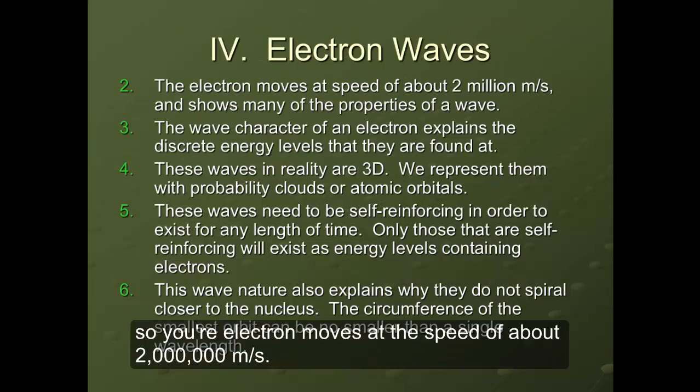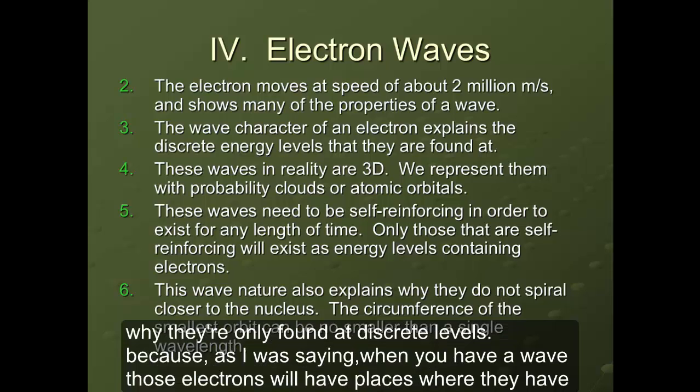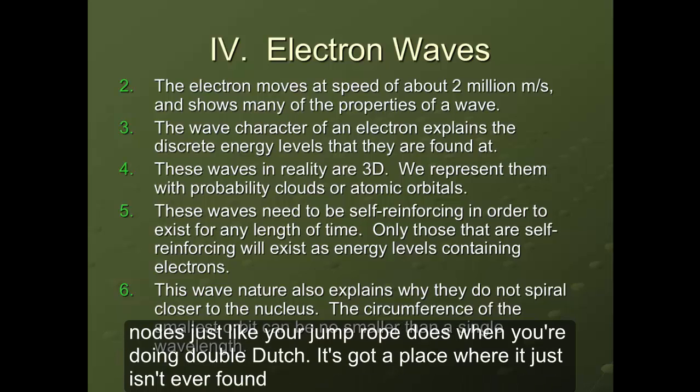So your electron moves at the speed of about 2 million meters per second and shows many of the properties of a wave. The wave character of an electron explains why they're only found at discrete levels, because as I was saying, when you have a wave, those electrons will have places where they have nodes, just like your jump rope does when you're doing double dutch. It's got a place where it just isn't ever found.